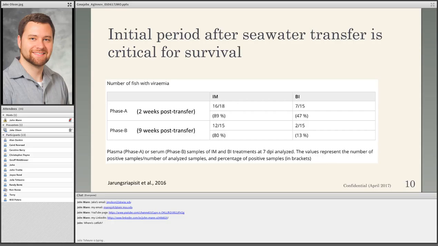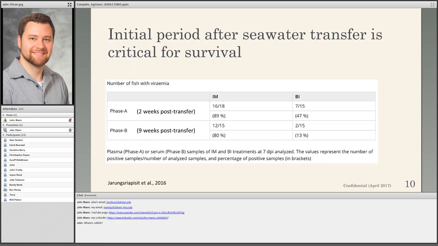So getting at this idea of, if salmon are smolted and then go to seawater, when is this time of stress occurring, or when are fish most vulnerable to the opportunistic infection? And so I looked at a study here. This is from 2016, and this was interesting. This particular study compared salmon transferred to seawater.